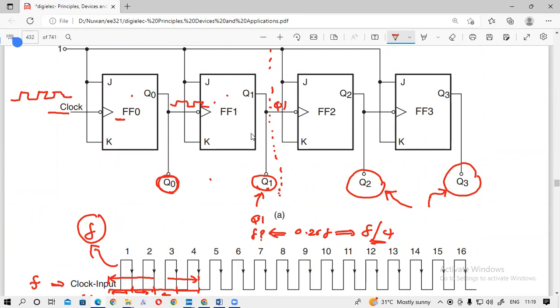So I hope you should be able to find the waveform at these flip-flops. So can you do that by yourself, or you need any help from me? Can you feedback?